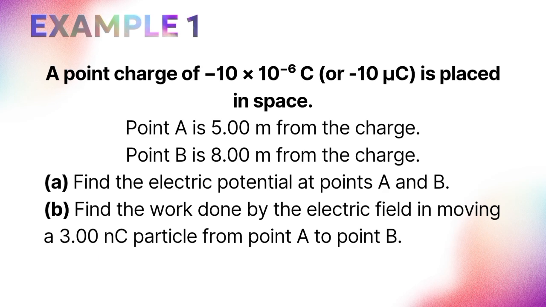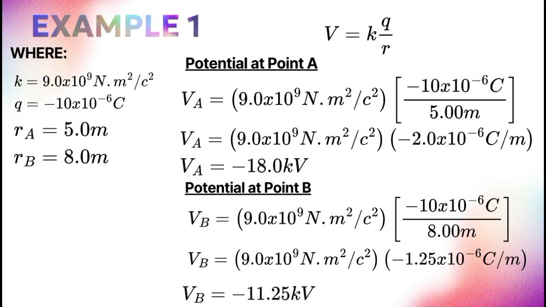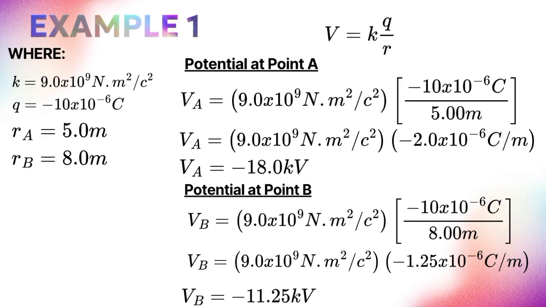So these are the givens. For the electric potential, we multiply Coulomb's constant by the charge, negative 10 times 10 raised to negative 6 coulomb, divided by 5 meters. This is V sub A. If we sum up, V sub A is equal to negative 18.0 kV. For the electric potential V sub B, again we multiply Coulomb's constant times the charge divided by 8.00 meters. The answer will be negative 11.25 kV.